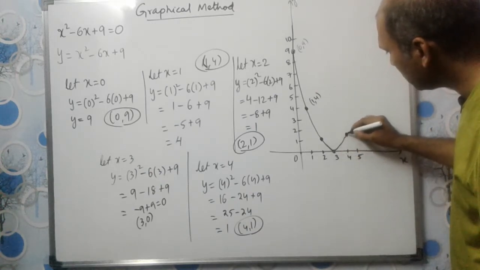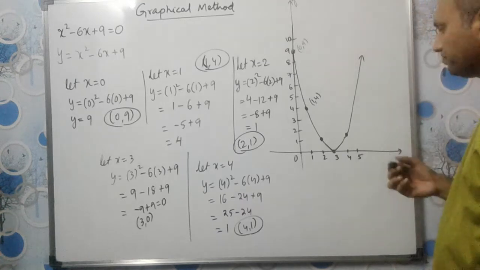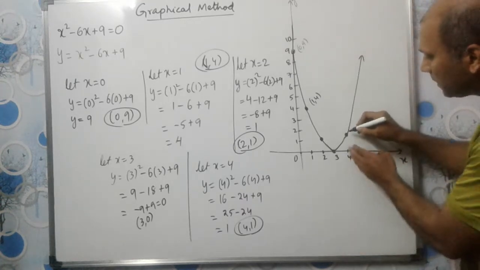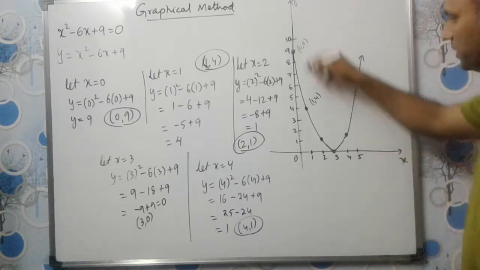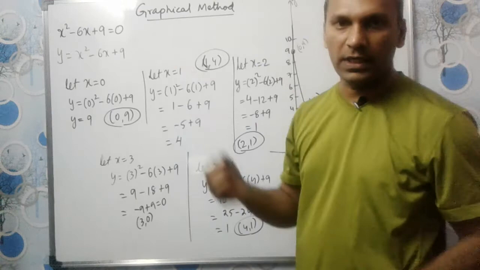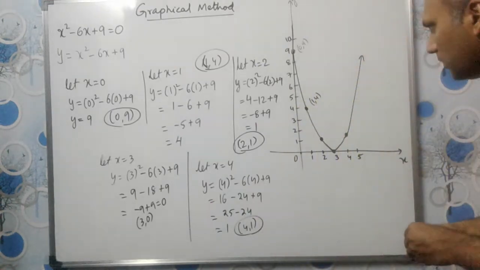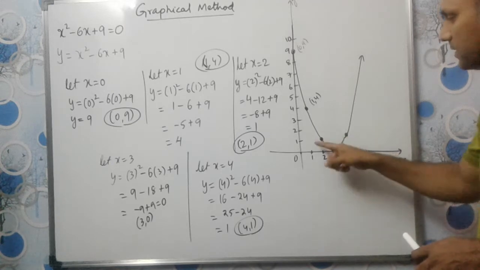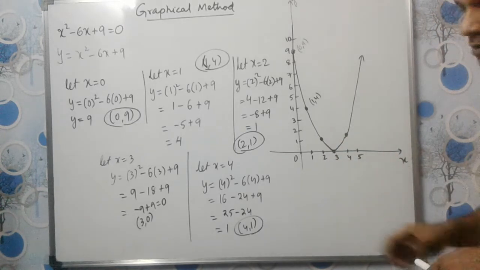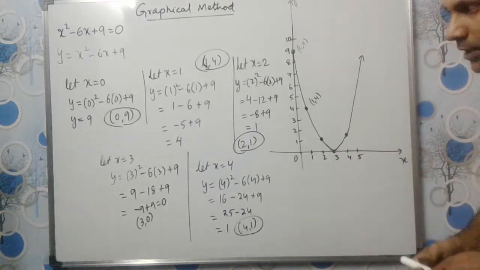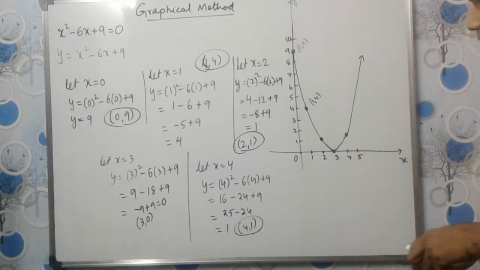Now the graph is going back up like this, right? See, we have plotted this point and the graph will go up now because it should be a U-shaped graph, right? It will not come back and touch the x-axis again because it is a quadratic equation. Now in the previous graph, the graph was touching the x-axis at two different points. So we had two different zeros. Here it is touching the x-axis at only one point.